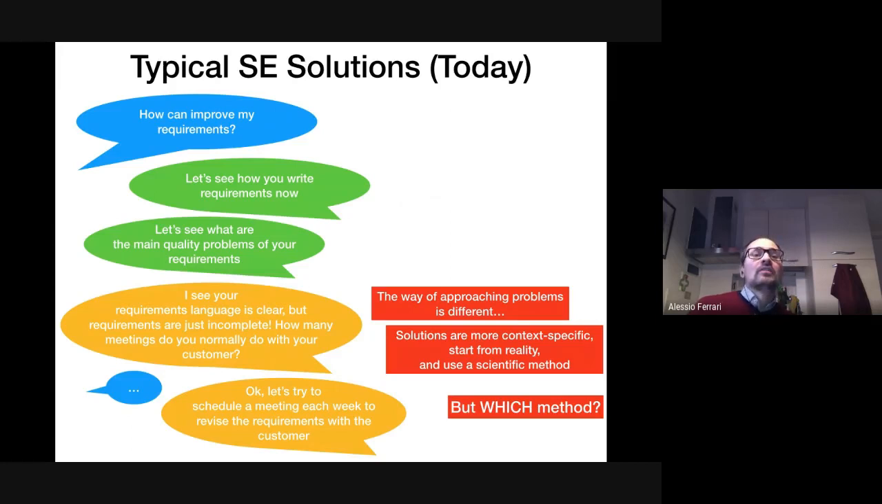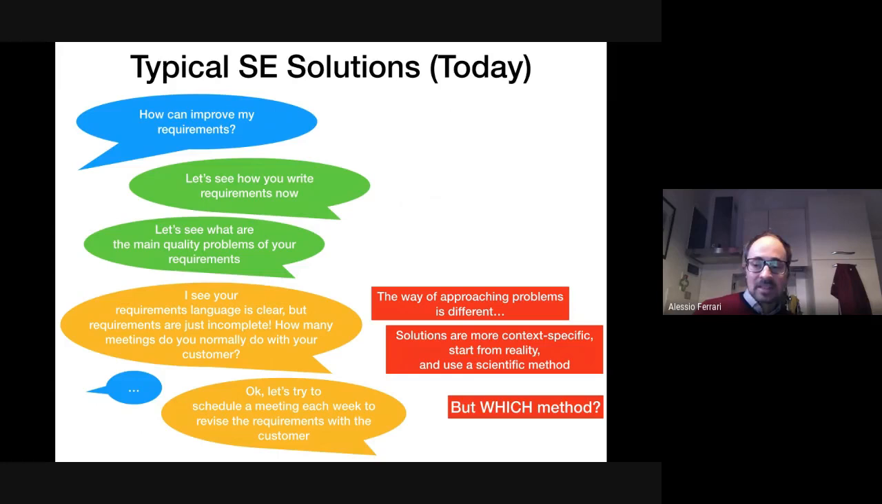So if someone asks, how can I improve my requirements, instead of proposing a new language that, instead of being English, is a constrained way of writing English, a restricted or simplified English, I first ask, let's see how you write your requirements now. I ask the specific company to see what is the form of the requirements, and I start from that reality. And I want to see what are the main quality problems of the requirements.